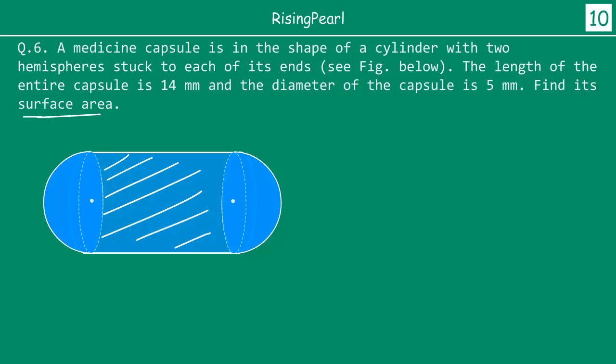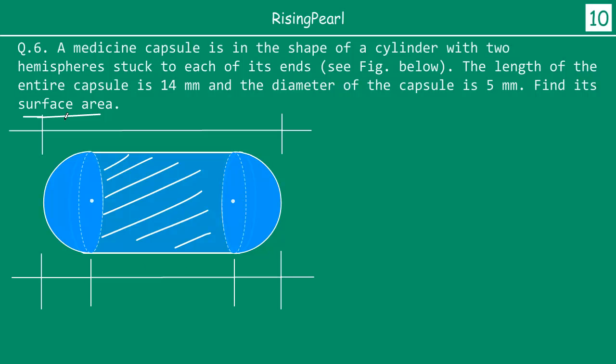So let's see if we can draw this. The total length given, the length of the entire capsule, is 14 millimeters. That means starting from this end through to this end, this entire length is 14 millimeters. And the diameter of the capsule, this entire length, is given as 5 millimeters. So what we have to find out is the entire surface area.